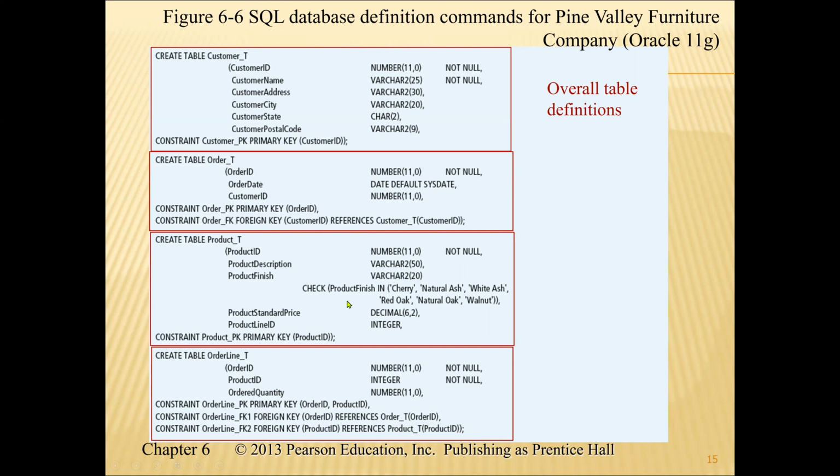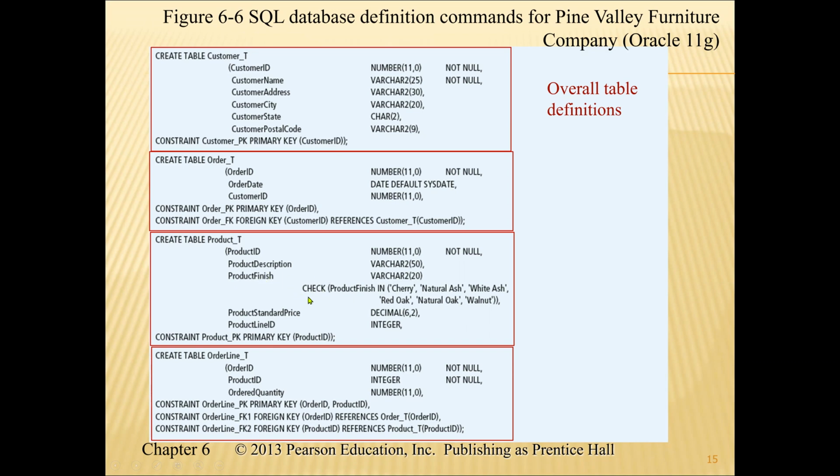Okay, so the same thing in product T. We have the same creating product T. We have product ID, product description. The new thing we are doing here now is the product finish. For product finish, we use the keyword check.